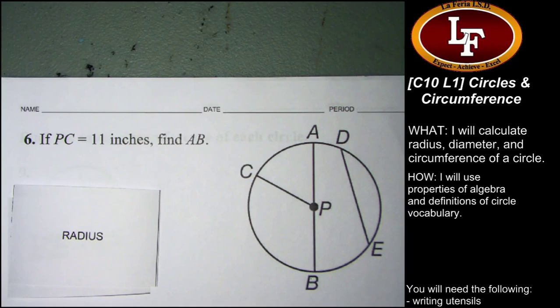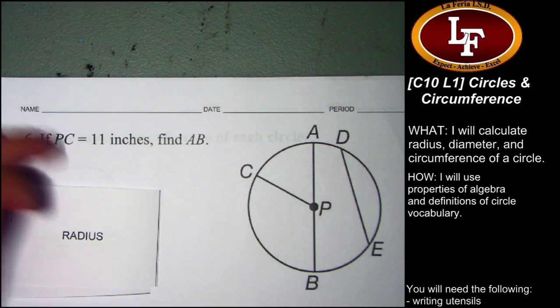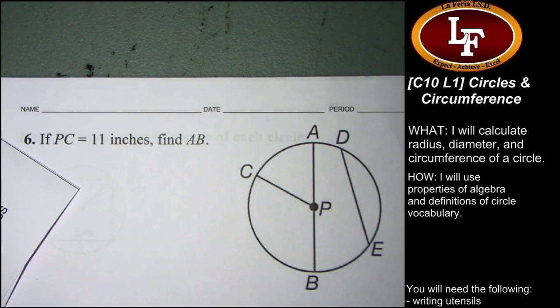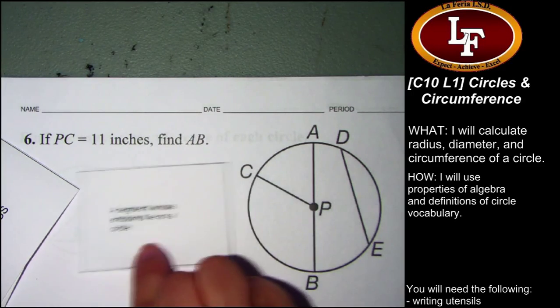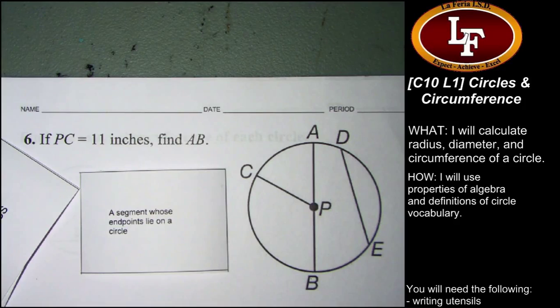The next thing to look at is what this other segment AB is. The segment AB looks like it goes from the edge of the circle to the edge of the circle. So that sounds like this one, a segment whose endpoints lie on the circle. According to our vocabulary words, that particular word is, and I'm trying to find the vocabulary word in my little helpful cards here for you, but go ahead and scream it at the screen now if you already know what that definition is. I seem to have passed it.